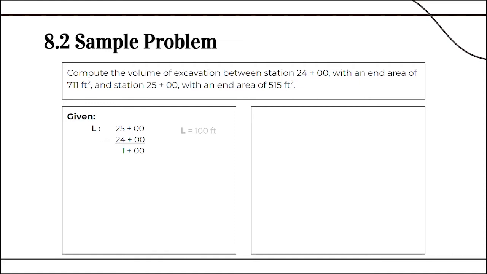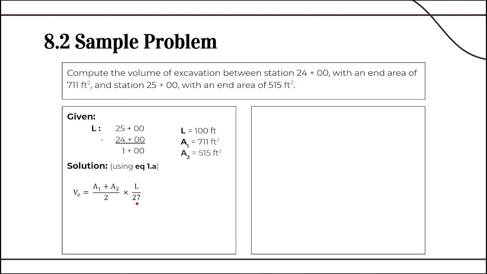So our horizontal distance L is equal to 100 feet, A1 is 711 square feet, and A2 is 515 square feet, as stated in the problem. For our solution, we can make use of equation 1.a, where VE is equal to (A1 plus A2) over 2 times horizontal distance L over 27.